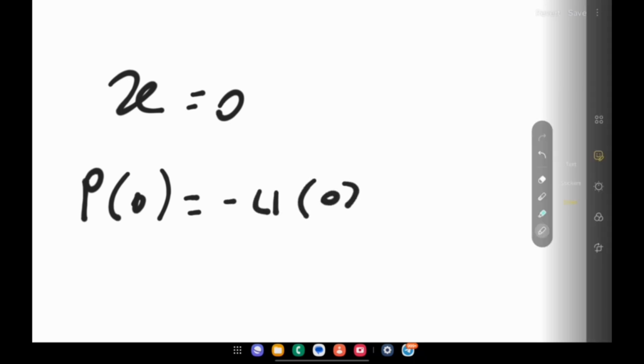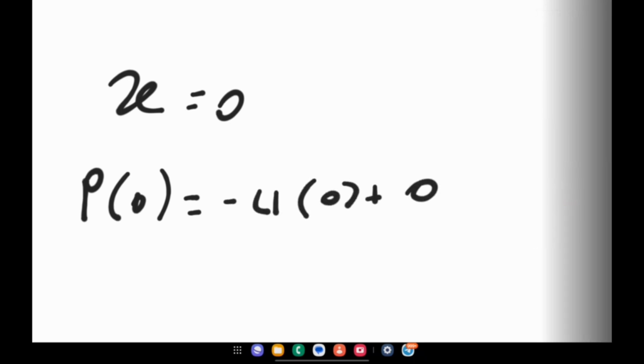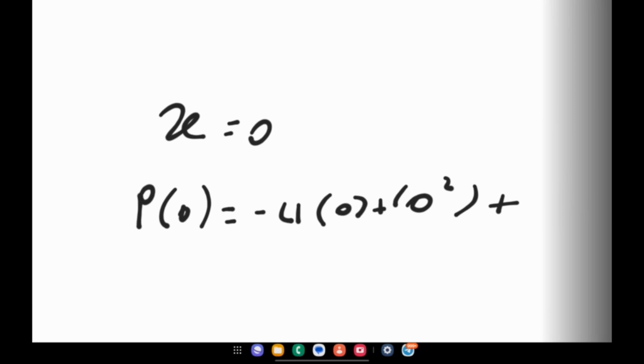Now, let's check the seating capacity at the boundary values of x. When x equal to 0, meaning there are no tables and only chairs, that makes P(0) equal to minus 4 times 0 plus 0 to the power 2 plus 150. That makes it 150.